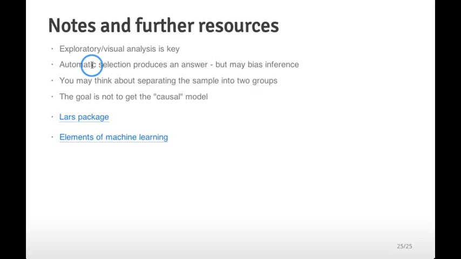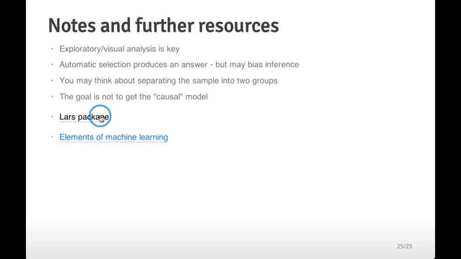Automatic selection will give you an answer, but it may bias your inference, and it definitely could overfit, in the sense that it might fit your data set very, very well, but the next data set that comes along, it might not fit. So you might think about separating your sample into two groups, using one group to do the selection step and another subset of the data to do the inference. The goal here is not necessarily to get the causal model. Despite getting a specific model that's been calculated by an automated procedure, it's not necessarily the causal model. In other words, it might not necessarily be the exact correct model that should be used. It's just one estimate of a possible model that you could use.